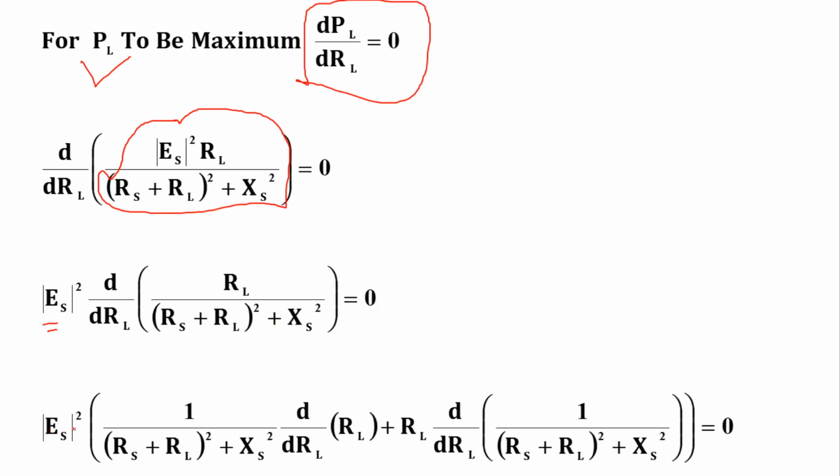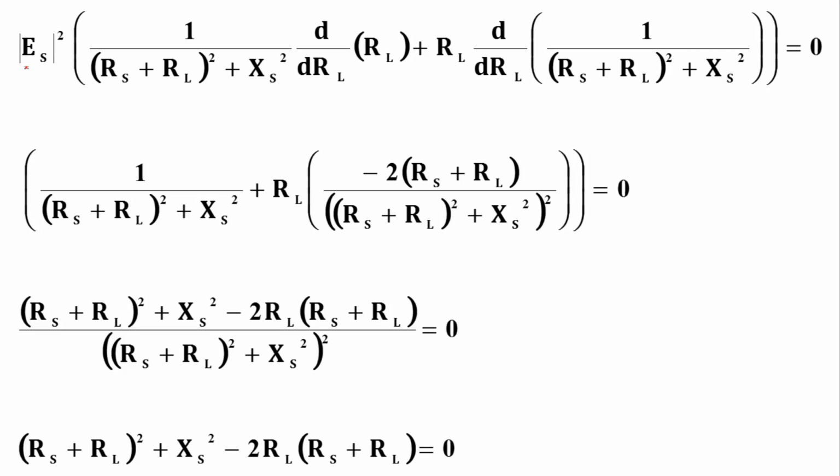So again ES square as it is. Again we will use the multiplication rule. First we will differentiate RL, then we will differentiate 1 upon RS plus RL whole square plus XS square. So first we will keep 1 upon RS plus RL whole square plus XS square outside, and differentiate RL with respect to RL, plus we will keep RL outside and differentiate 1 upon RS plus RL whole square plus XS square, all equal to 0.